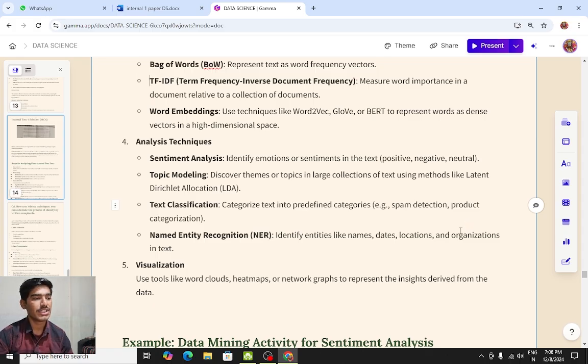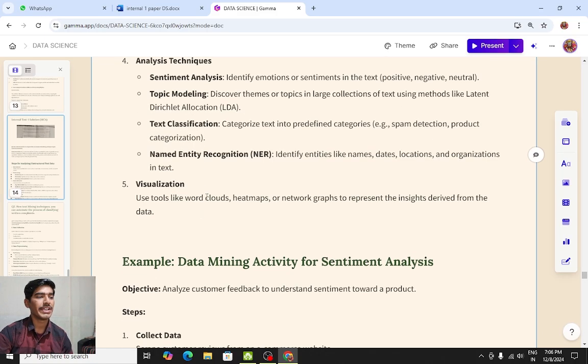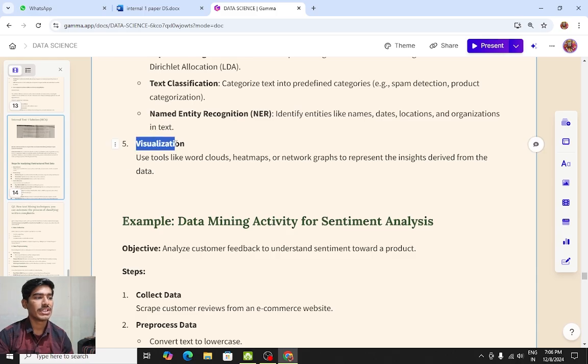Now, next is text classification. Categorize text into predefined categories. Example, spam detection, product categorization. Now, next is named entity recognition, NER. Identify entities like names, dates, locations, and organizations in text. Next point is visualization. Use tools like word clouds, heat maps, or network graphs to represent the insights derived from the data.